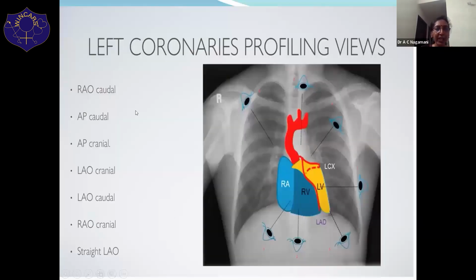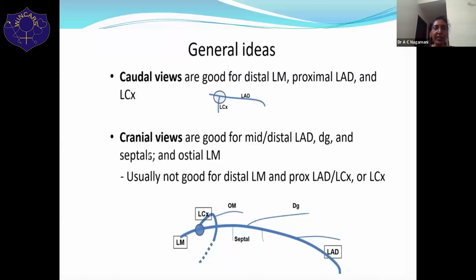So there are many views with which we can profile the left coronaries, but as I have already told, these many views are not required for a single patient. Caudal views are good for distal LM, proximal LAD, and LCX. Cranial views are good for mid and distal LAD, diagonal, septals, and ostial LM.